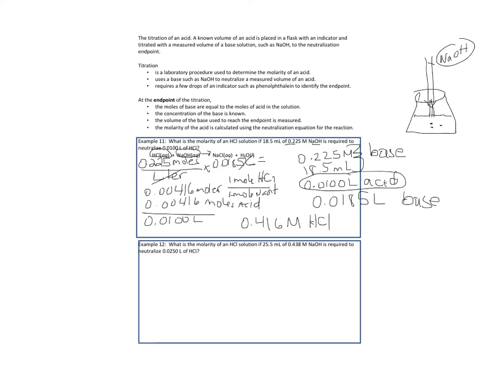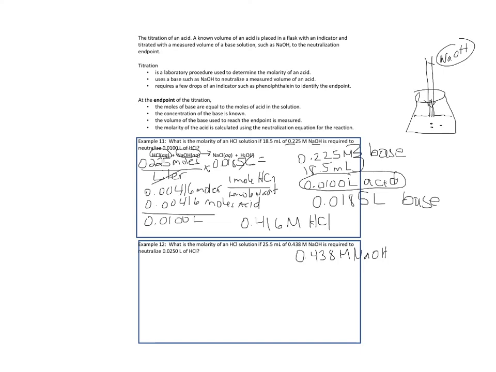Okay, let's try one more. Example 12 says, what is the molarity of an HCl solution if 25.5 milliliters of sodium hydroxide is required to neutralize 0.0250 liters of HCl? So again, what do we have? We have the concentration of the base, 0.438 molar.